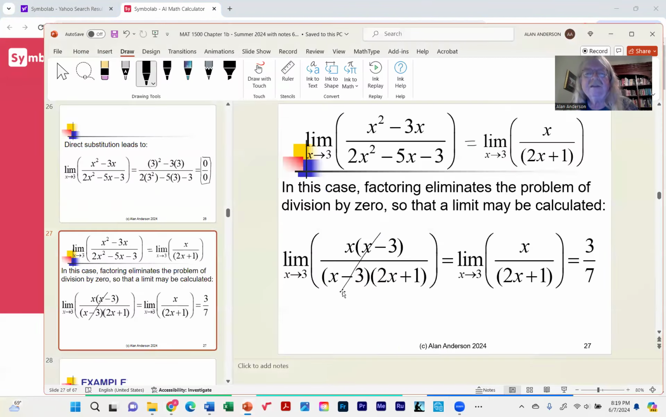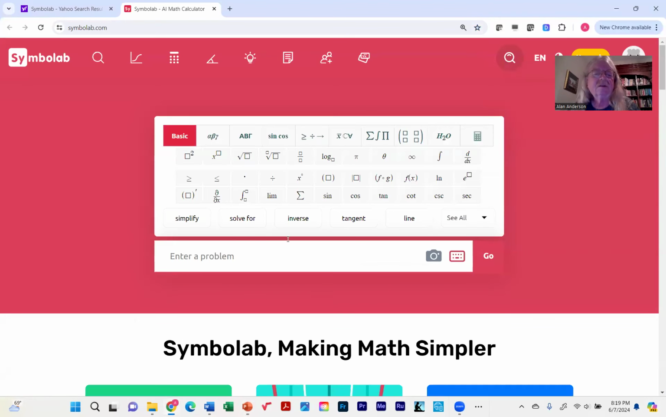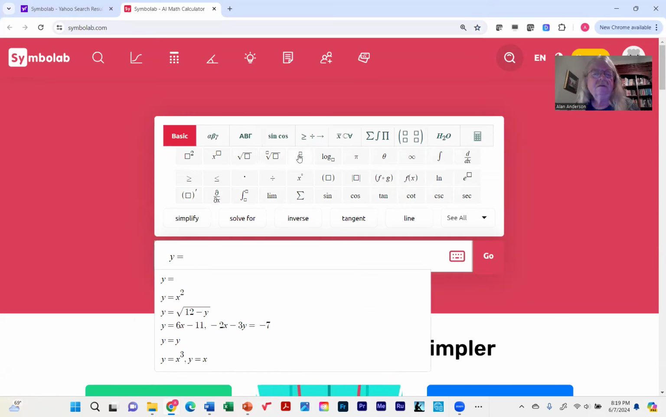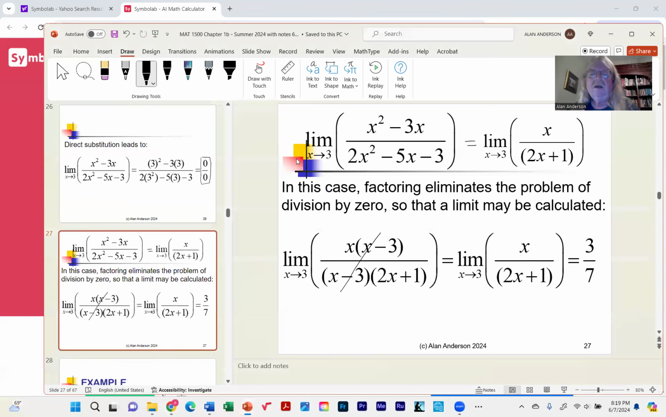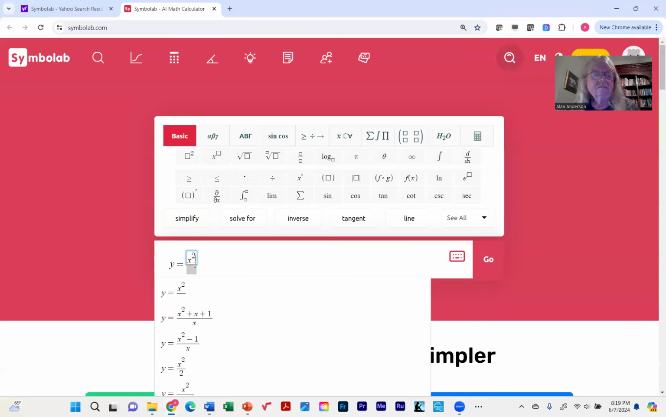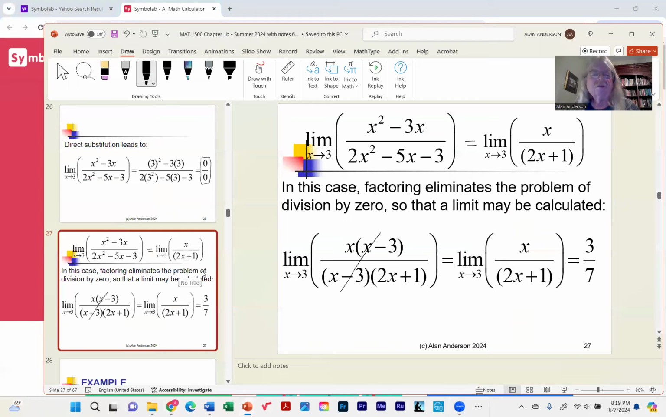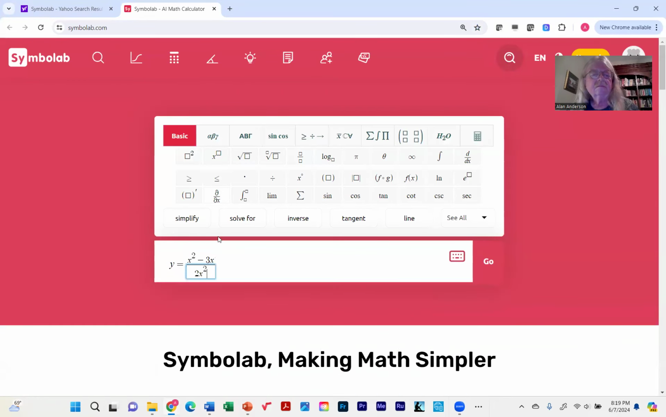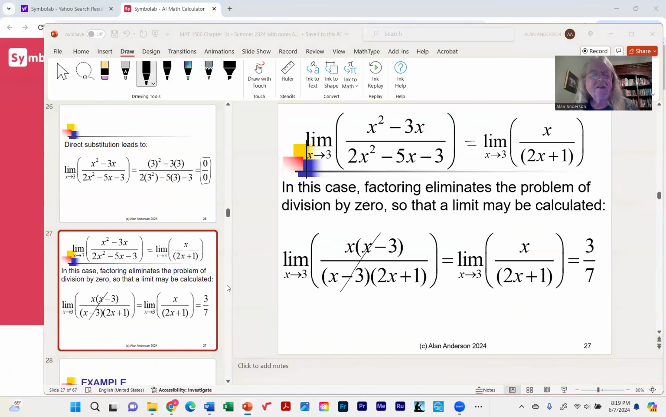All right. So again, look how complicated this one is. y equals x squared minus 3x over 2x squared minus 5x minus 3.